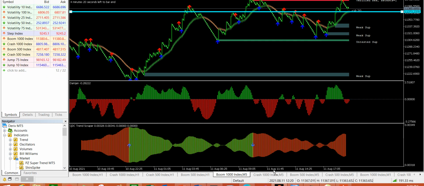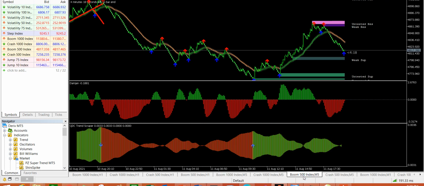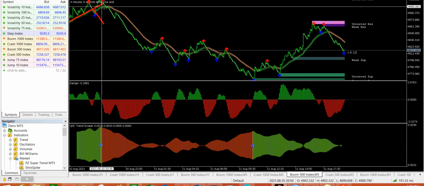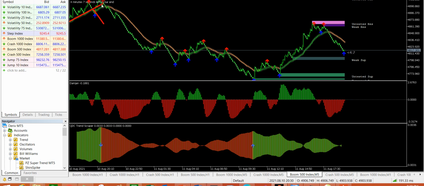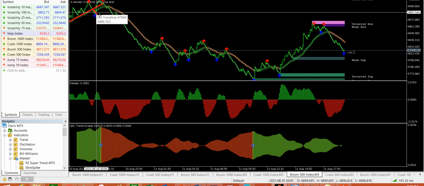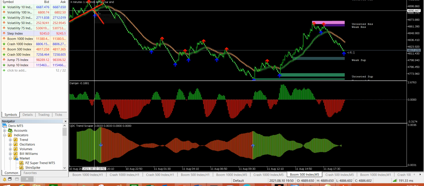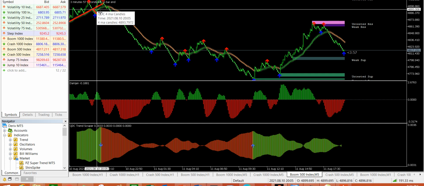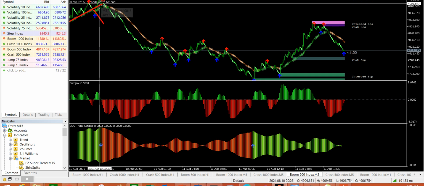Boom 500. Where are you? Okay, this is Boom 500, guys. It was on a downtrend, just the way we have seen it right here. Okay, this was the one we analyzed yesterday, that once it breaks out from here, then it should shoot down to this level. You can see that it took that direction, and that is why this downtrend started.